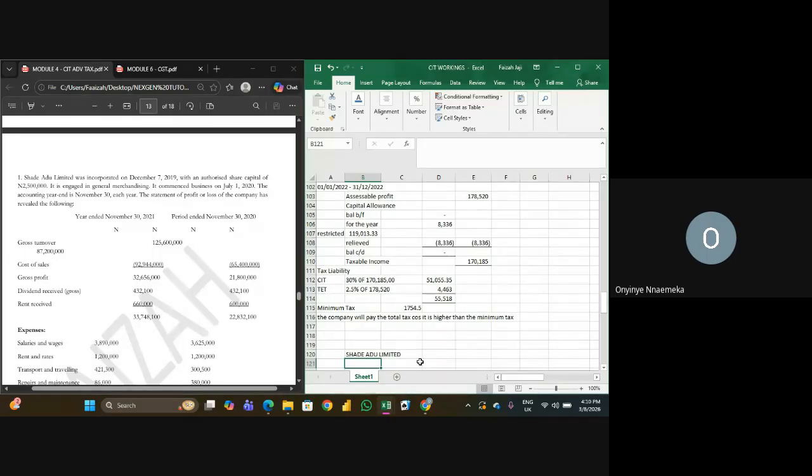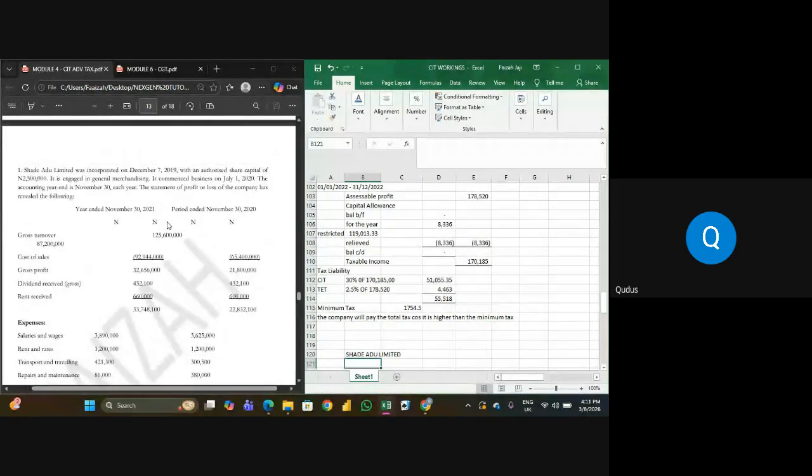The statement of profit or loss of the company has been reviewed to the following. We have year ended November 2021, and period ended November 30, 2020. Can somebody tell me why November 30, 2020 is period ended and not year ended like 2021? Because the first one is not up to 12 calendar months. All right, thank you very much. That's it. The period ended is not up to 12 calendar months.